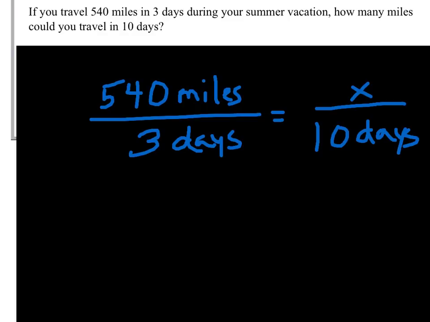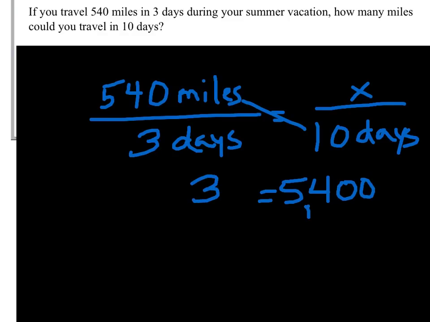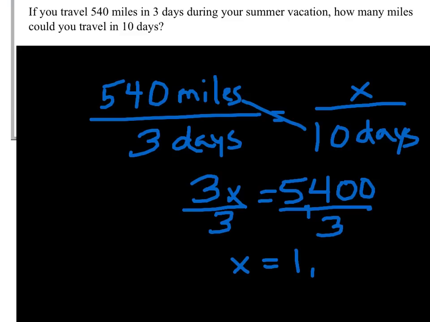At this point, I just need to cross multiply. 540 times 10 would be 5,400. And 3 times x is just simply 3x. I divide both sides by 3. So x will equal 1,800.